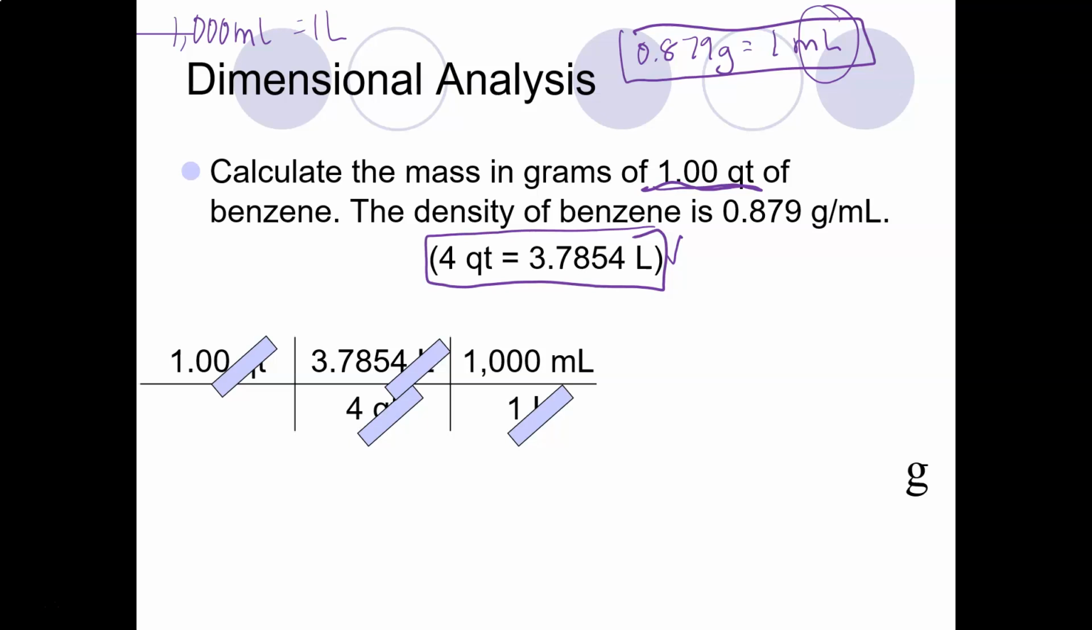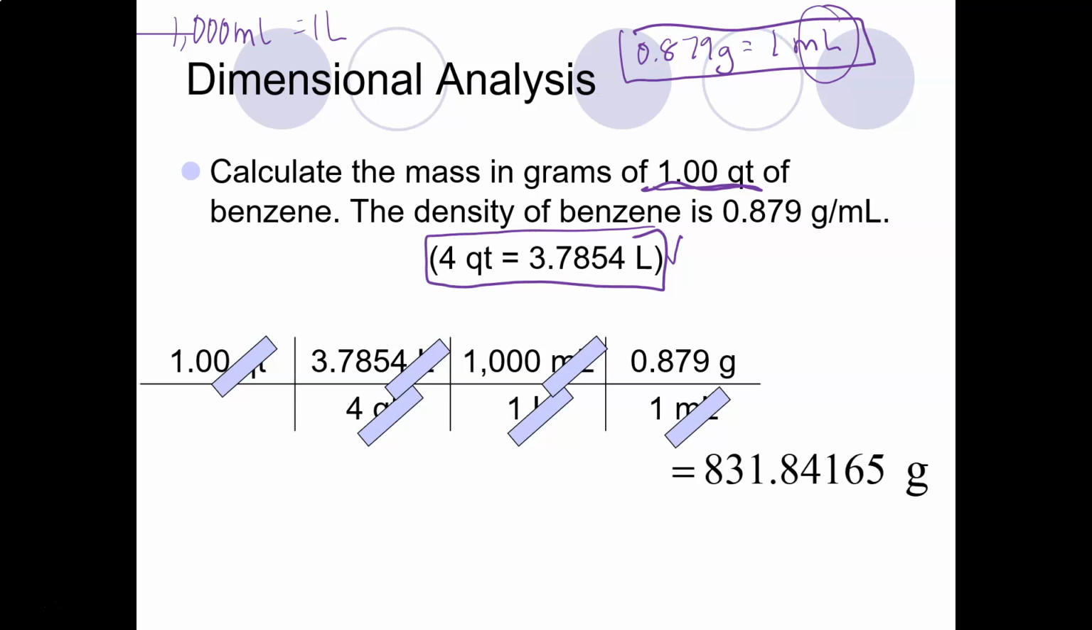So now, my answer would be in milliliters, which is still not the same for what I'm looking for, so I know I'm not done. So we still haven't used our last unit factor, 0.879 grams equals 1 milliliter. Well, we can now, because I have milliliters. I can put milliliters on the bottom, 0.879 grams on the top, and cancel that out. The unit I have left is grams, which is what I want. So that's my clue. It's time to grab my calculator. 1.00 times 3.7854 divided by 4 times 1,000 times 0.879. This is what I get.